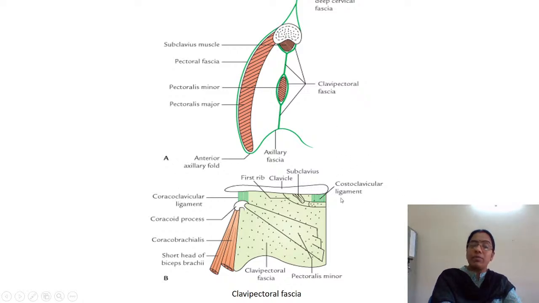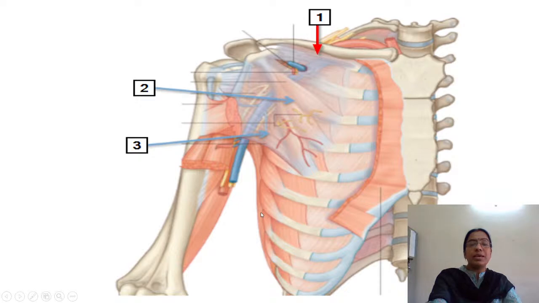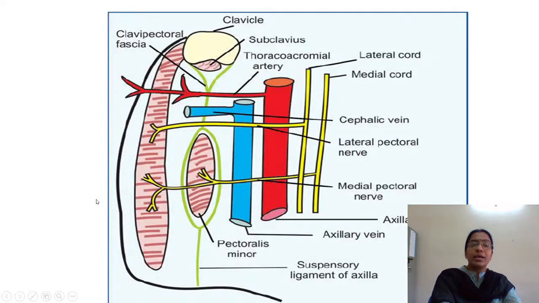Laterally it forms the coracoclavicular ligament. Medially it forms a ligament which is called the costoclavicular ligament. The whole of this clavipectoral fascia, which extends from the clavicle above to the axilla, is pierced by some vascular structures that you can see.